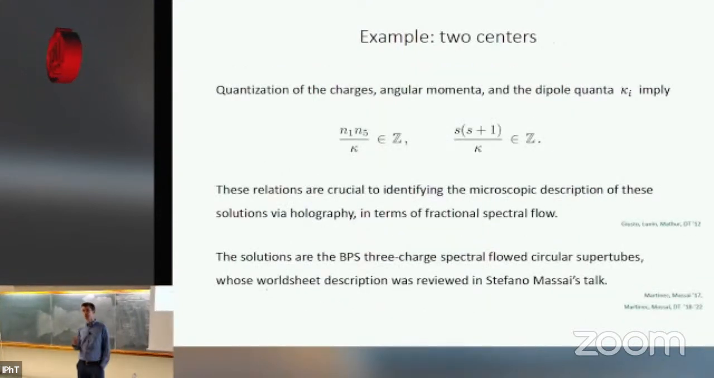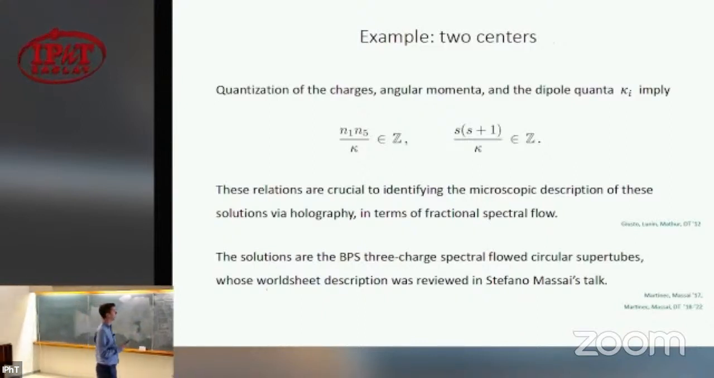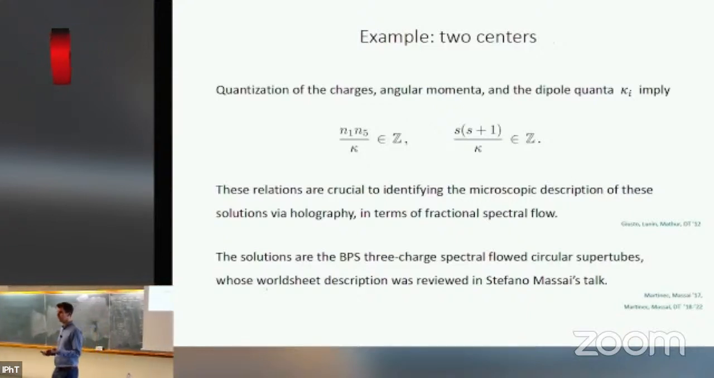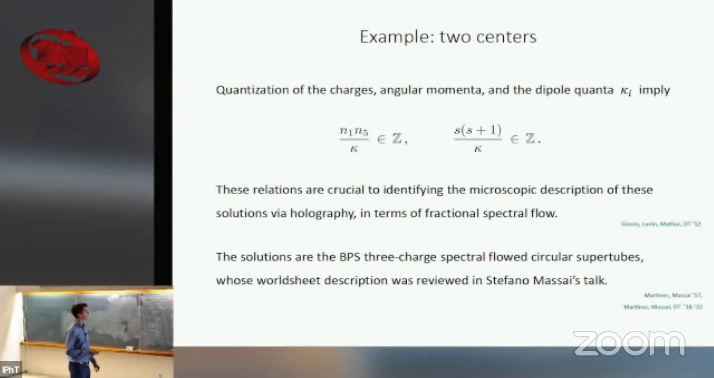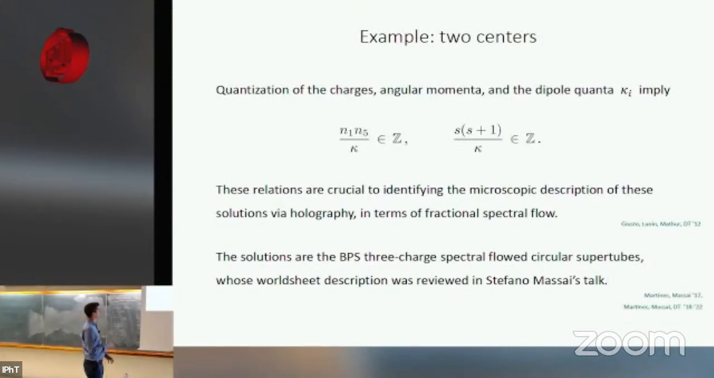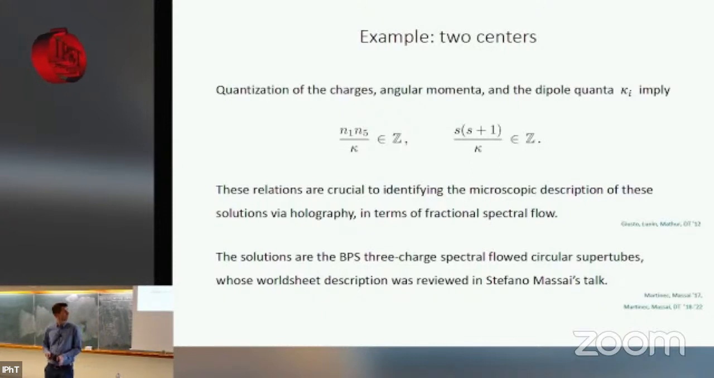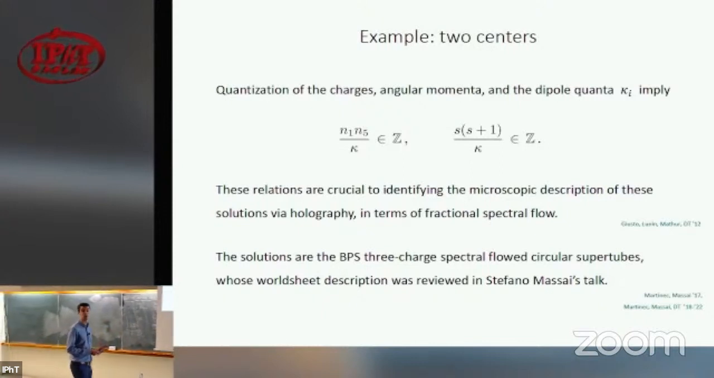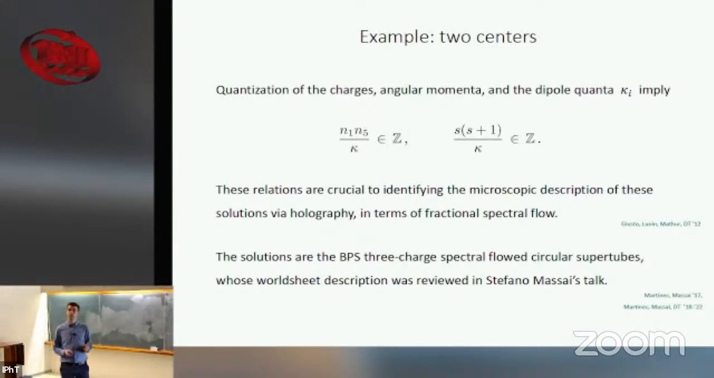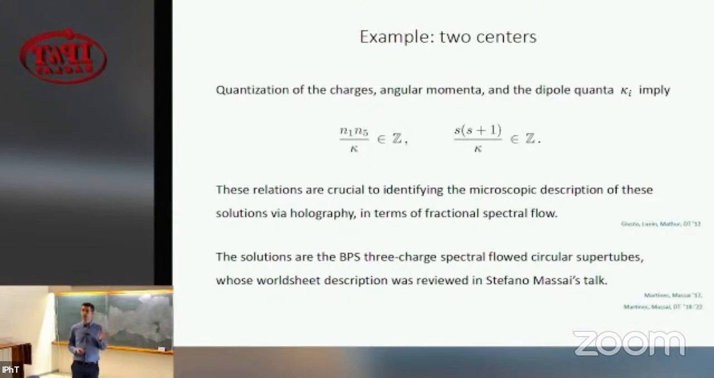Now, when we combine all of the constraints, quantization of these charges and angular momenta, we find that we can't uniquely choose N1, N5, S, and K. There are some constraints on N1, N5, S, and kappa. So N1 N5 divided by kappa must be an integer, and S times S plus 1 over kappa also has to be an integer. And those relations are crucial to obtaining the microscopic description of the wobbling solutions from the holographic CFT.